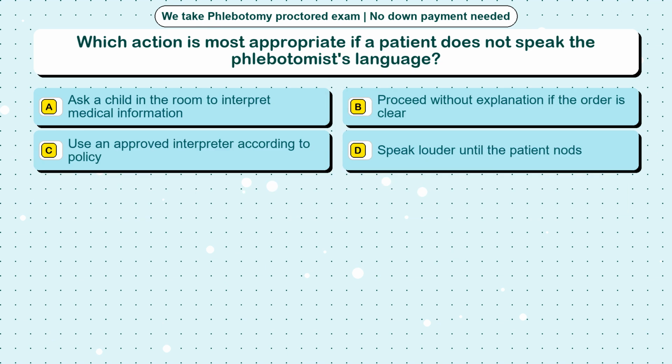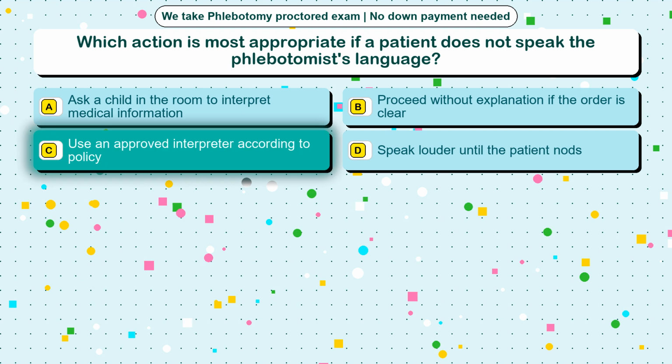Question 95. Which action is most appropriate if a patient does not speak the phlebotomist's language? Option A. Ask a child in the room to interpret medical information. Option B. Proceed without explanation if the order is clear. Option C. Use an approved interpreter according to policy. Option D. Speak louder until the patient nods.